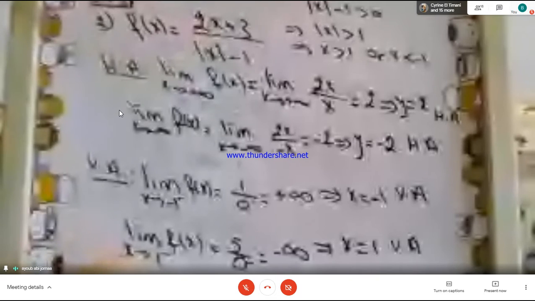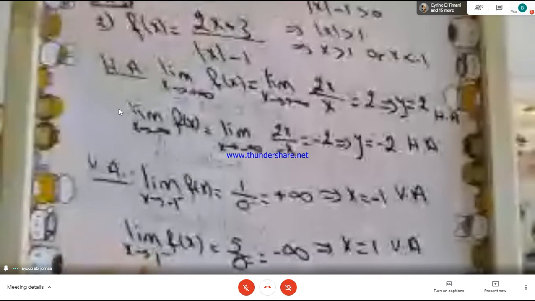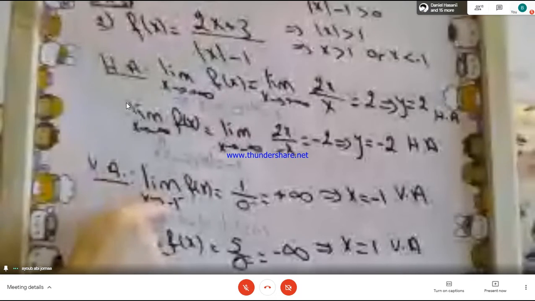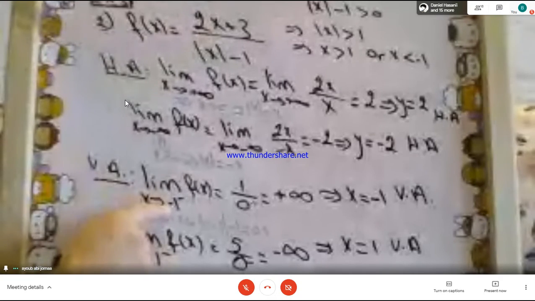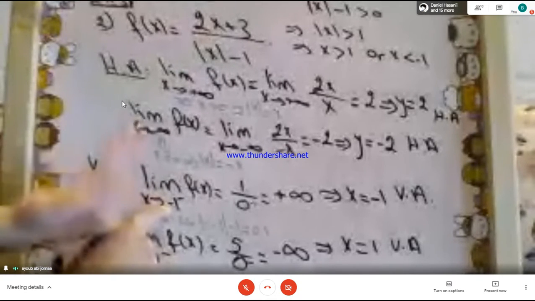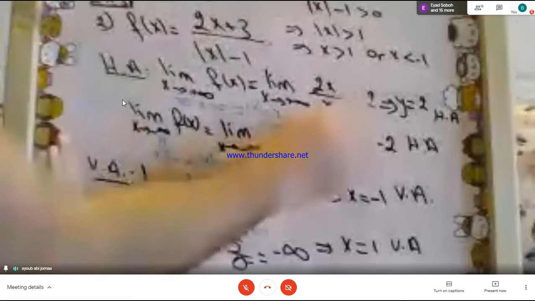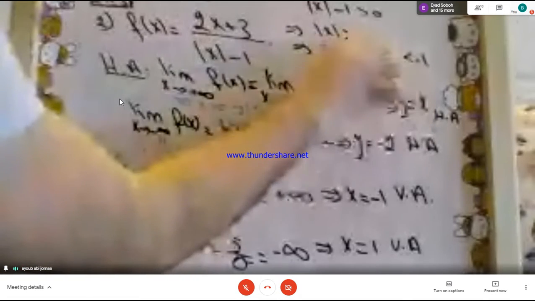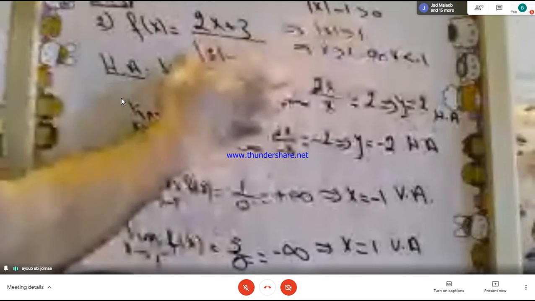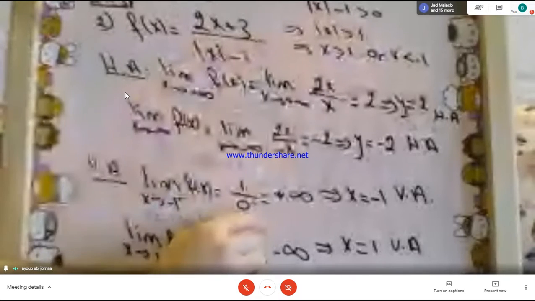So when you say here x approaches negative 1 minus, so x is less than negative 1, this expression will be positive. The expression underneath will be positive. So we write 0 plus.